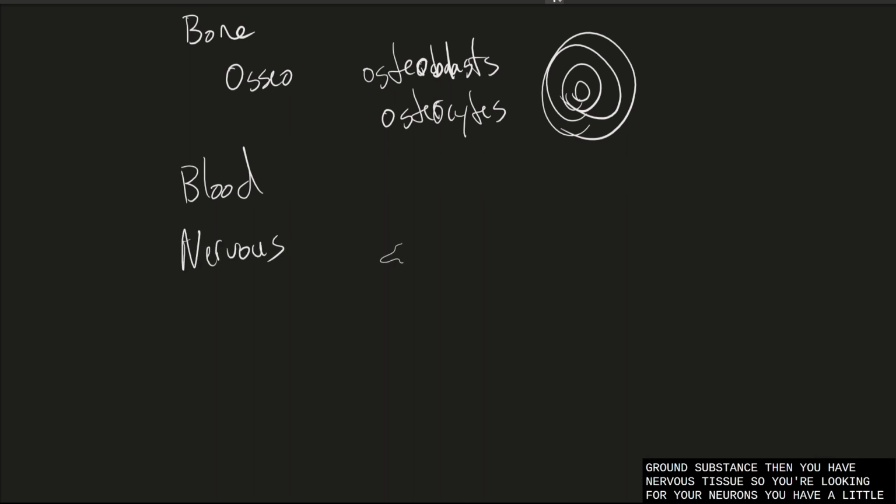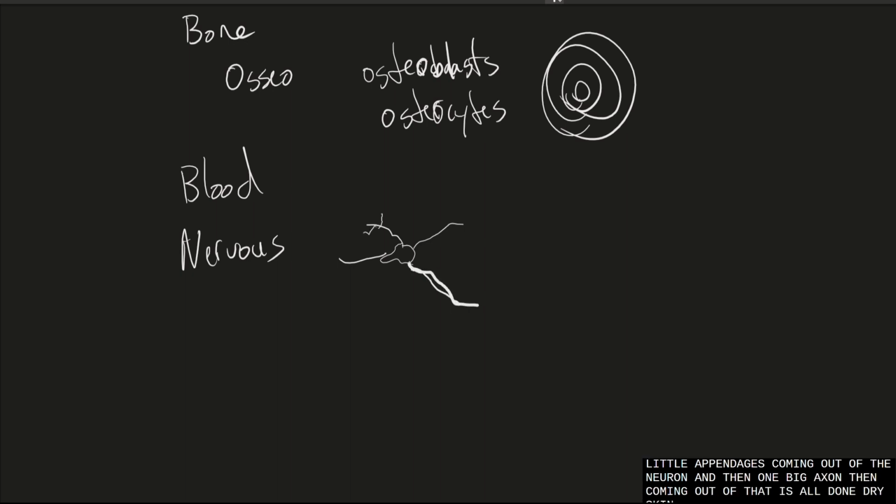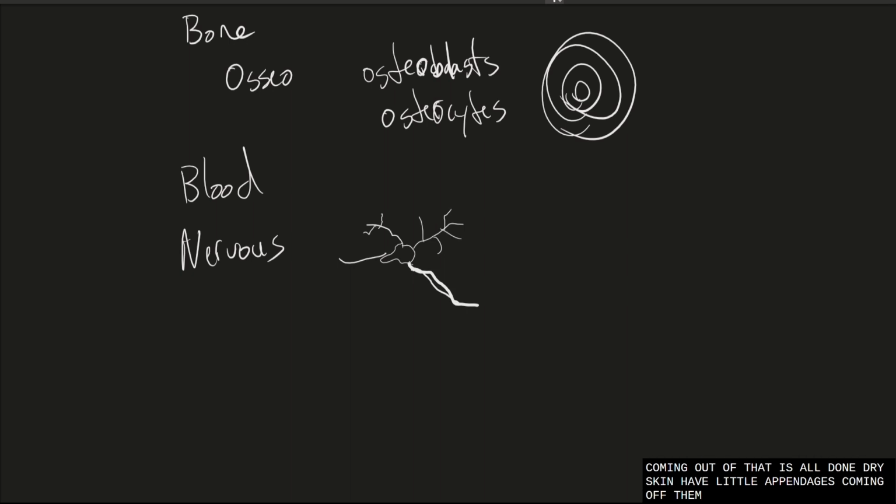You have a little cell body here, and then these little appendages coming out of the neuron, and then one big axon coming out of that. And these little dendrites can have little appendages coming off them, and they're all sensing the environments and so forth. But there's one big axon that comes out of that neuron. And all neurons do look different depending on where you're looking at them.